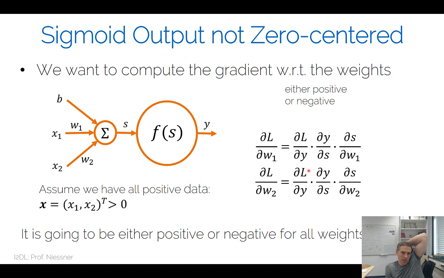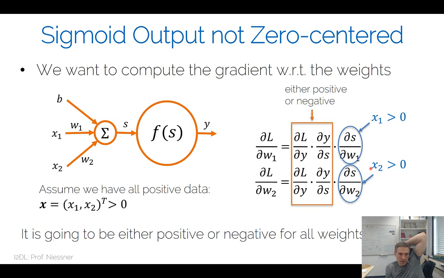So you're having this chain rule, right? If x1 is greater than zero and x2 is greater than zero, then this part here in the middle, which is based on our sigmoid activations, is either going to be positive or negative. And that's the problem. Why is it a problem? Well, the problem is in the path the optimization goes.